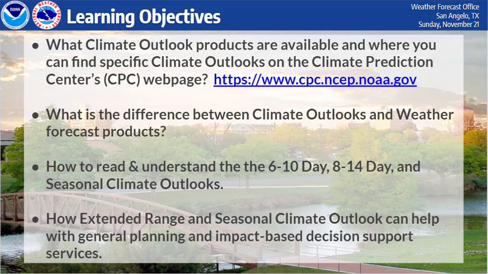During this presentation, you will learn what climate outlook products are available and where to find them on the Climate Prediction Center's website, what the difference is between climate outlooks and weather forecast products, how to read and understand the 6 to 10 day, 8 to 14 day, and seasonal 3-month climate outlooks, and how extended range and seasonal climate outlooks can help with general planning and impact-based decision support services.